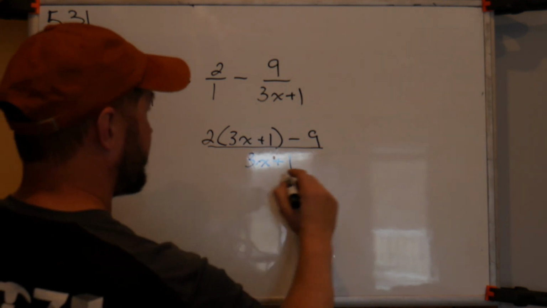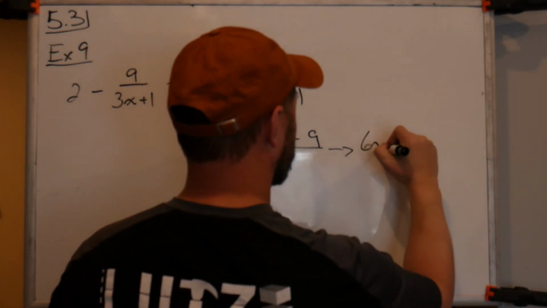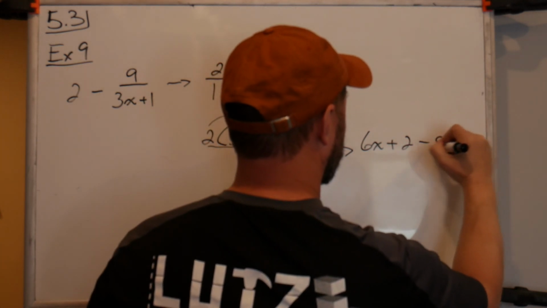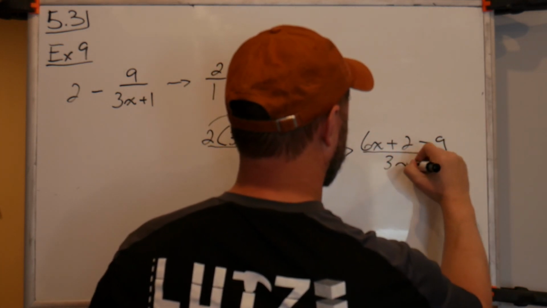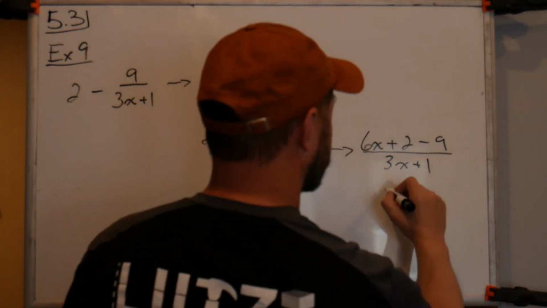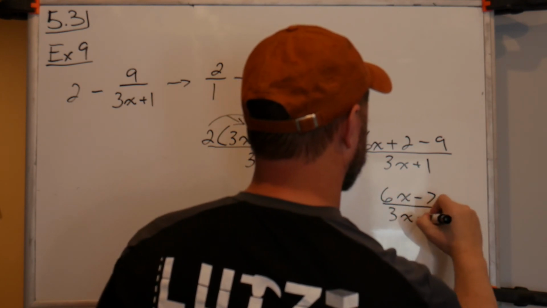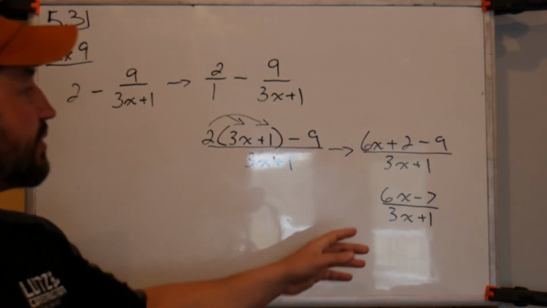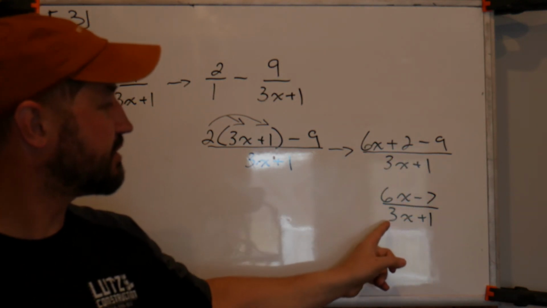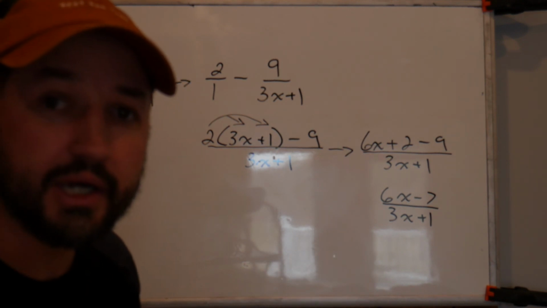Now, I'll go this way. Now I'm simply going to distribute my 2. So I get a 6x plus 2 minus 9. And I just combine those, and you're going to see there's nothing else I can do in this one. Yeah, there's some big goofy numbers that look like we should be able to do something with them, but we can't. I have a negative 7 here, 6x minus 7 over 3x plus 1. I just leave it. If I can't factor anything else out, I'm done.